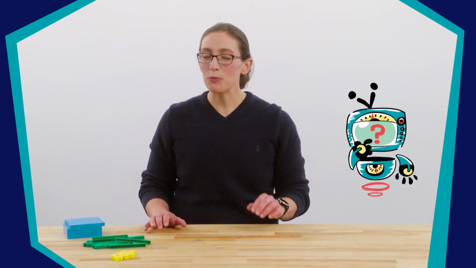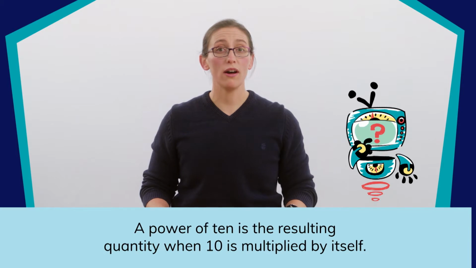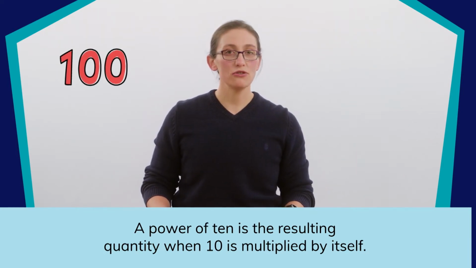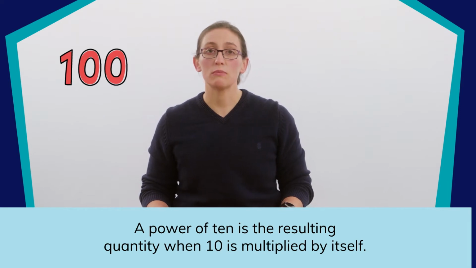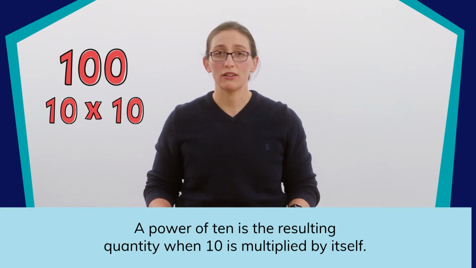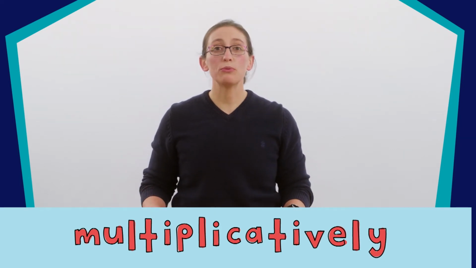Oh, but what is a power of 10? That is an amazing question. A power of 10 is the resulting quantity when 10 is multiplied by itself. So 100 is a power of 10 because we multiplied 10 times 10 to get 100. It uses two tens multiplicatively. Don't you just love that word? Multiplicatively.